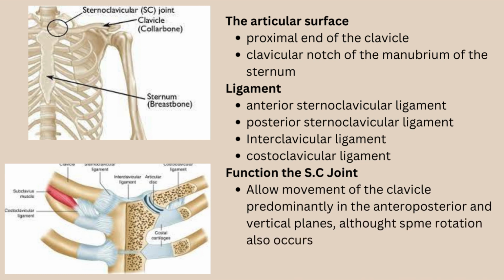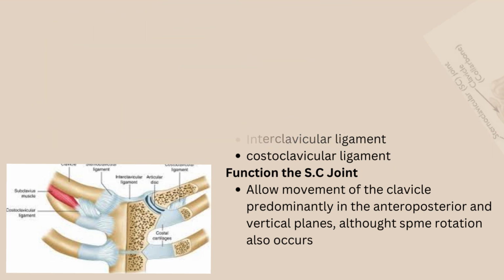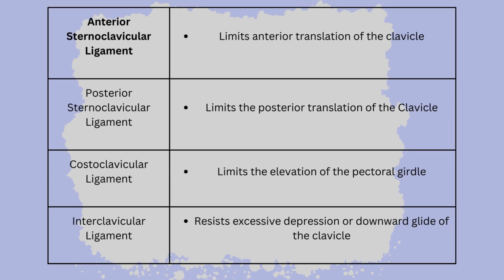Anterior sternoclavicular ligament. It reinforces the front of the joint. Posterior sternoclavicular ligament. It reinforces the back of the joint. Interclavicular ligament. It connects the superior aspects of the clavicles, contributing to joint stability. Costoclavicular ligament. It connects the clavicle to the first rib and provides additional stability to the joint.